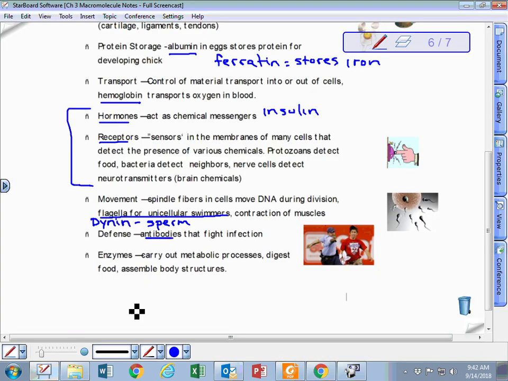Defense. All of the antibodies in your bloodstream are proteins. The ones that fight off infections, the ones that you build up when you get a vaccine. Enzymes carry out metabolic processes.